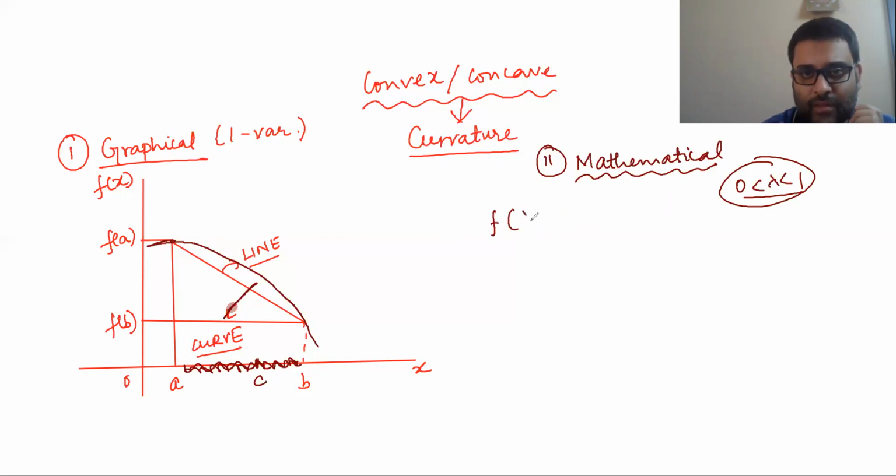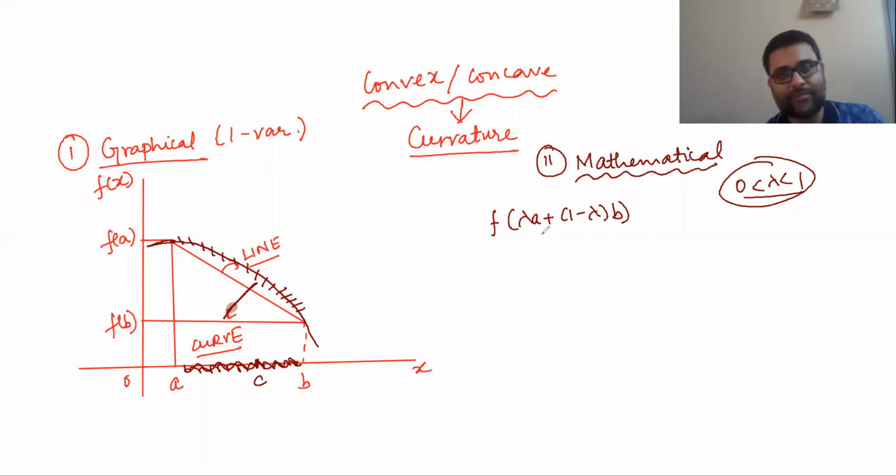So F of lambda A plus 1 minus lambda B will be all values on the curve. That is the functional value of all these. So point C, what is F of that? That will be on the curve. Here is a point D. What is F of D? It will be on the curve. So this particular expression will be representing the curve where lambda is between 0 and 1. Is this clear with everyone? Kindly raise your hands.